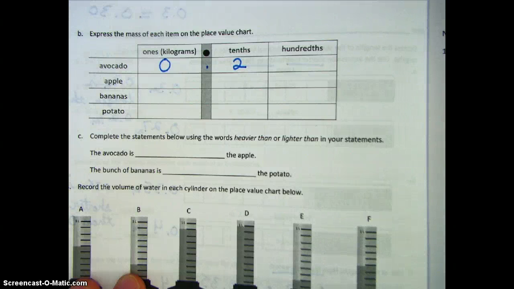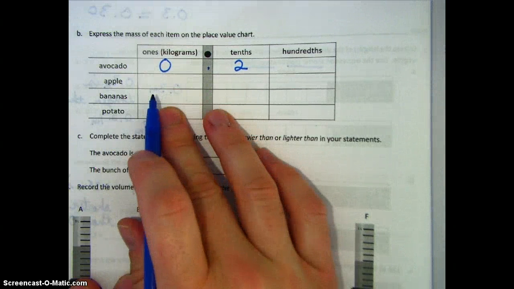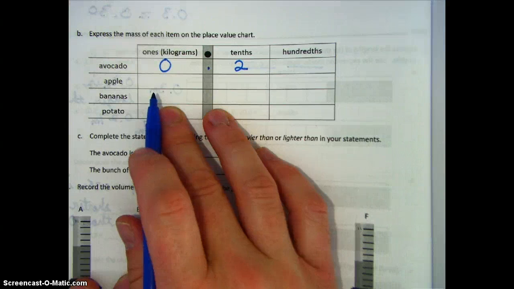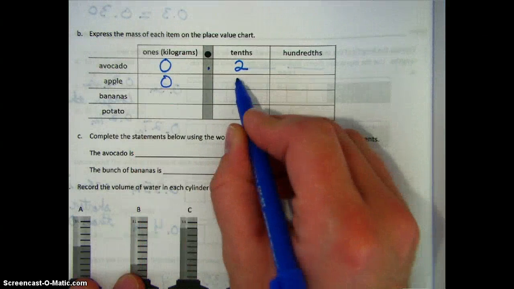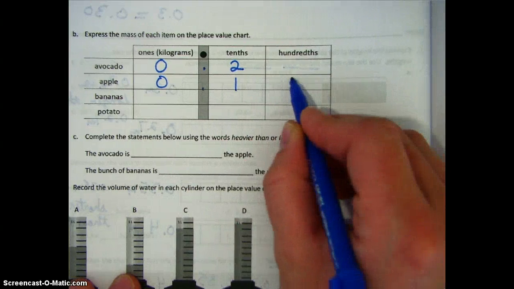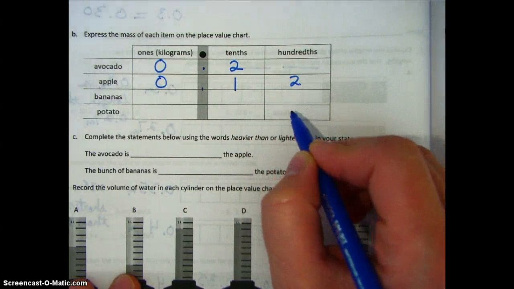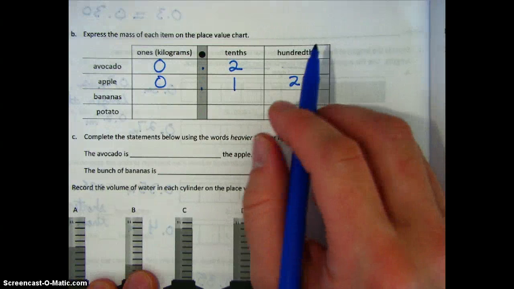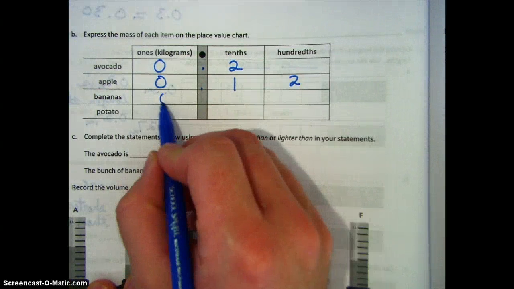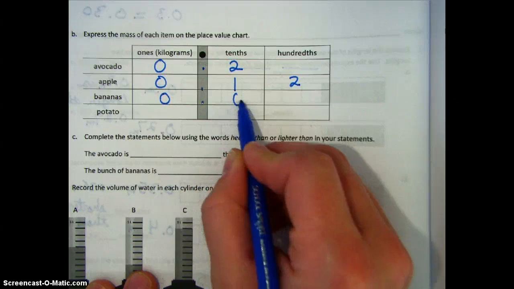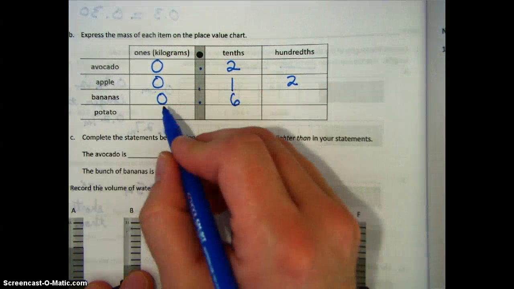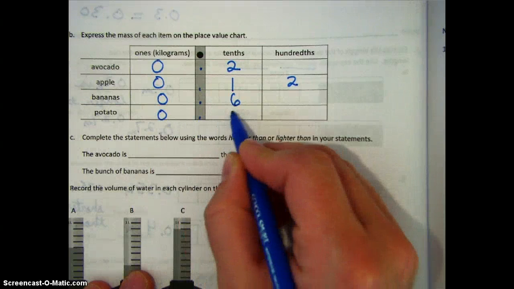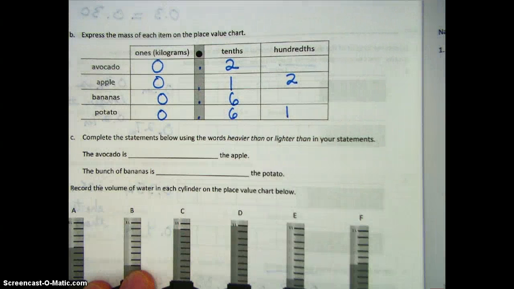Okay. Now we move on to the apple. Well, the apple was 12 hundredths. So I have 0 ones, we have 1/10 and 2 hundredths. The bananas were pretty heavy. Okay? They had 6/10. So we would write it like this. And then finally we had that potato, which was 61 hundredths. So we can write that in our chart here.